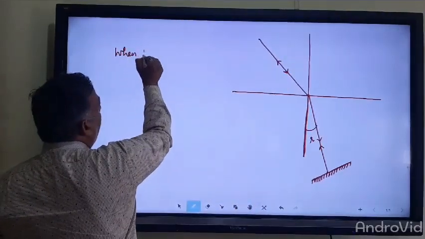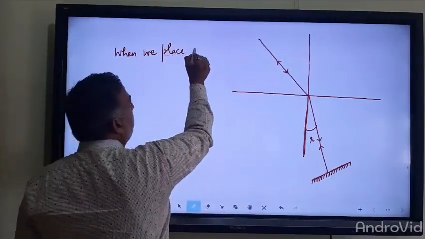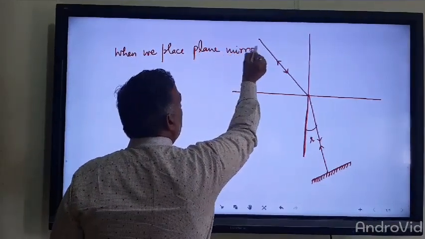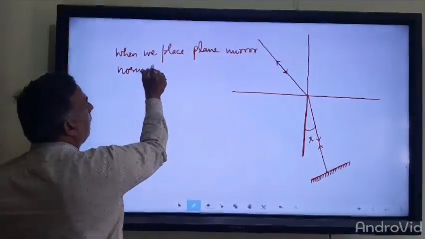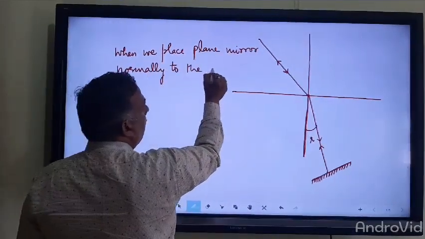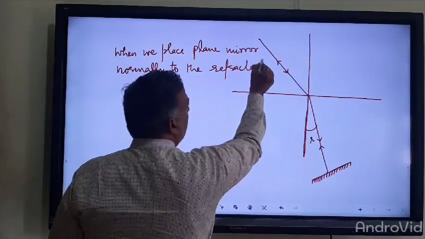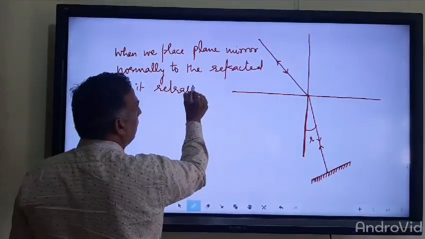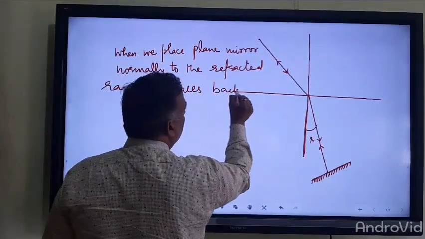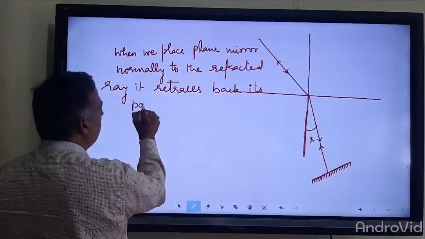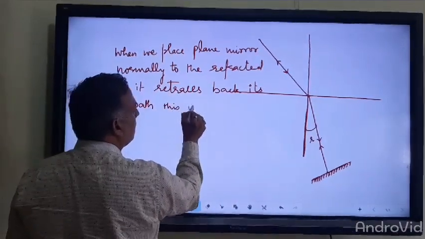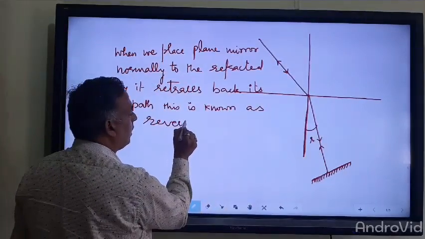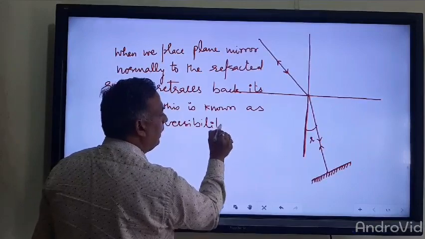When we place a plane mirror normally to the refracted ray, it retraces back its path. So this is known as reversibility.